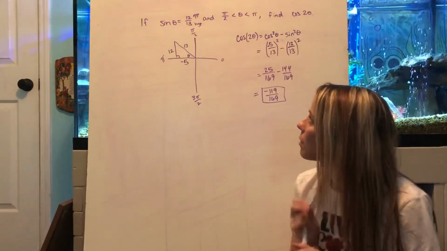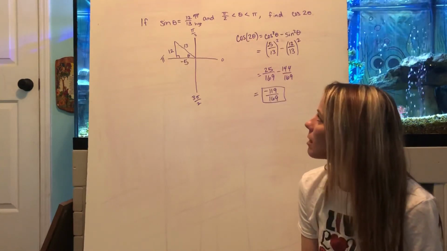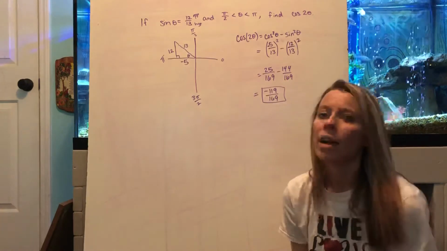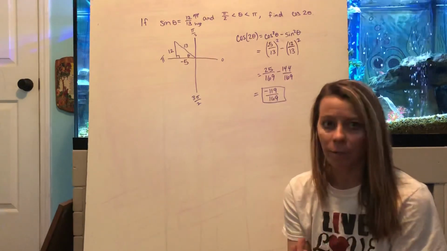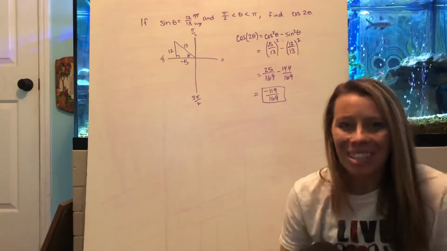So I hope that was helpful. This is what most of your homework is like, drawing the triangles and then using the double angle identity to solve the problem. Thank you, and I'm going to do one more example.